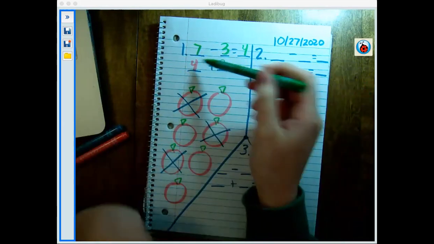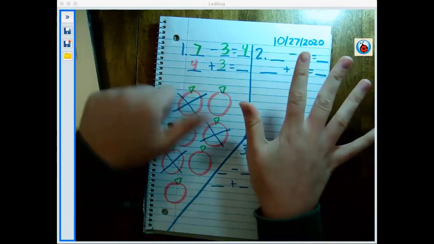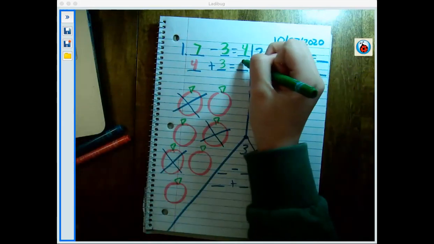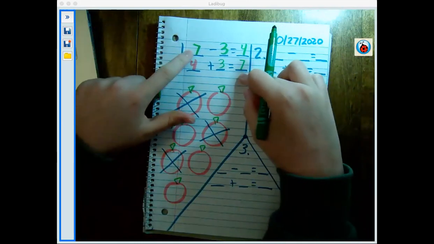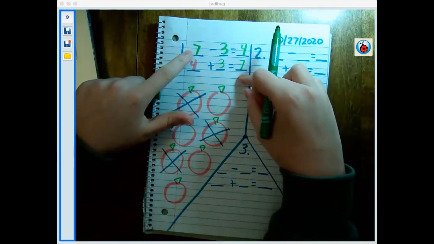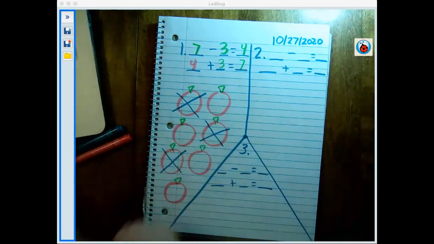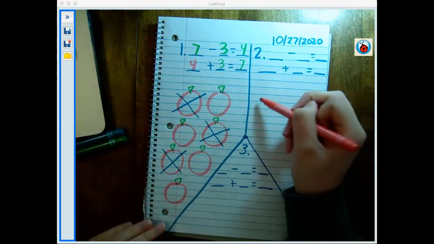So 4 plus 3 more, 4, 5, 6, 7. So 4 plus 3 is 7. So we know we did this right if this number and this number are the same. Are they the same? Yes, they are. So we did this problem correctly. So now I'm going to set it up for the other 2 for you.